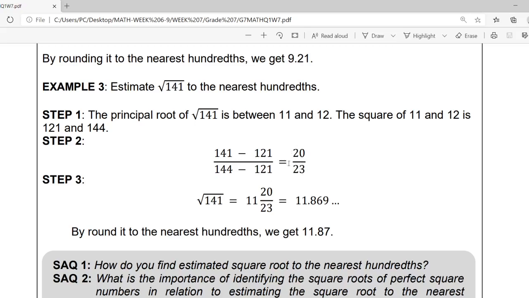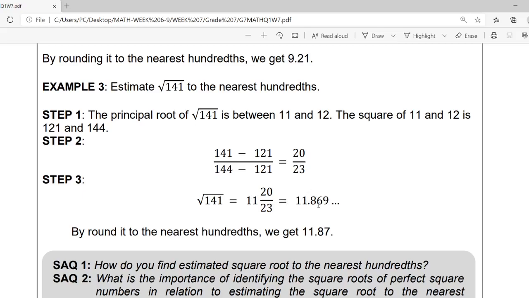20 over 23 is 0.869 and so on. Getting the square root of the lower perfect square number, the square root of 121 is 11, plus 20 over 23. When you divide 20 over 23, that is 0.869, and 11, just retain the 11 here.